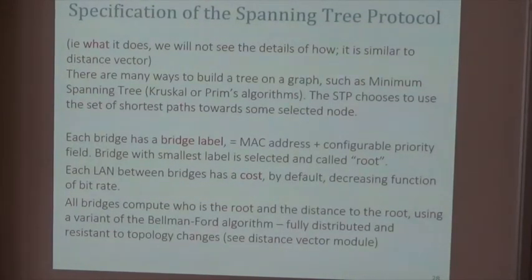Then once you know who is the smaller ID, you can do a protocol which is practically the same as what we will see in the distance vector module, which is a distributed protocol to compute shortest path from self to this route. Now, the beauty of this algorithm is that those two phases I described are in fact a single phase. So you do the two at the same time.